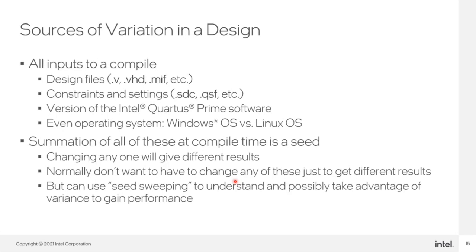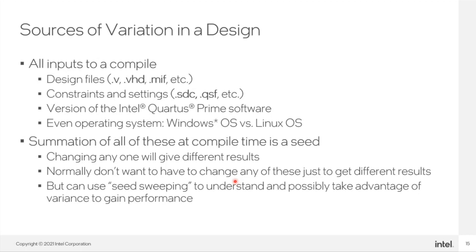So it's not a bug of the tool. It's a feature. It was made that way. Quartus has to do something like that. The summation of all of these inputs at compile time is a seed, and again, I'm going to call it the internal seed number. Changing any one of those will give you different results. So just be aware of that.